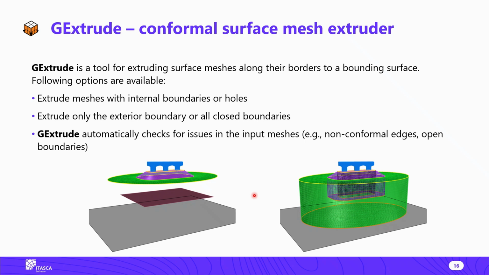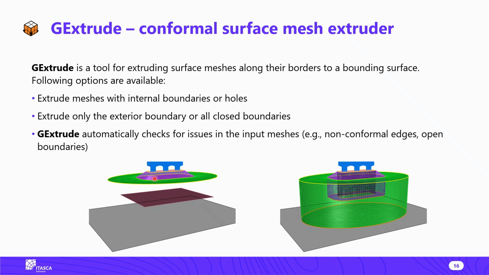And the main improvement here is that we now allow extrusions for meshes that contain multiple boundaries, for example, internal boundaries or holes. Previously, it was not possible, and GExtrude would just throw an error. But now users can pick if they would like to extend only the exterior boundary, for example, in this case of the green mesh, only the exterior boundary is extended towards the gray plane, or extend along all boundaries that the surface mesh has.